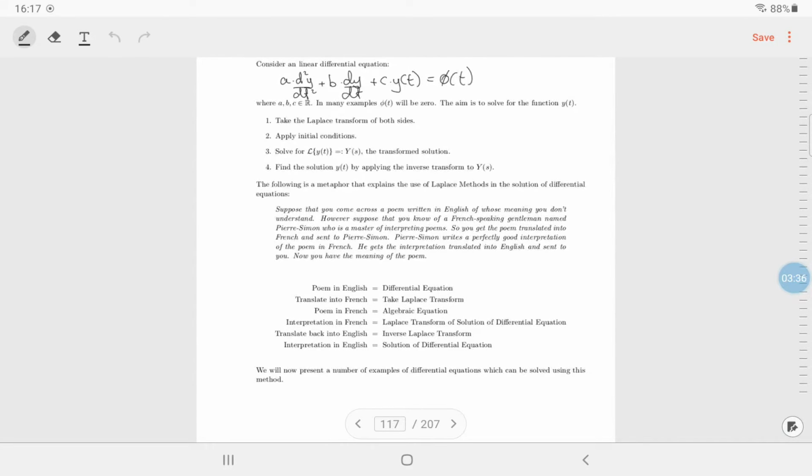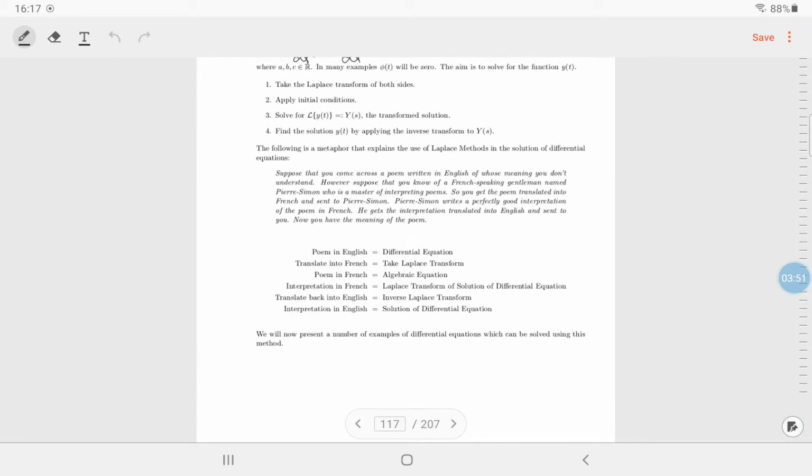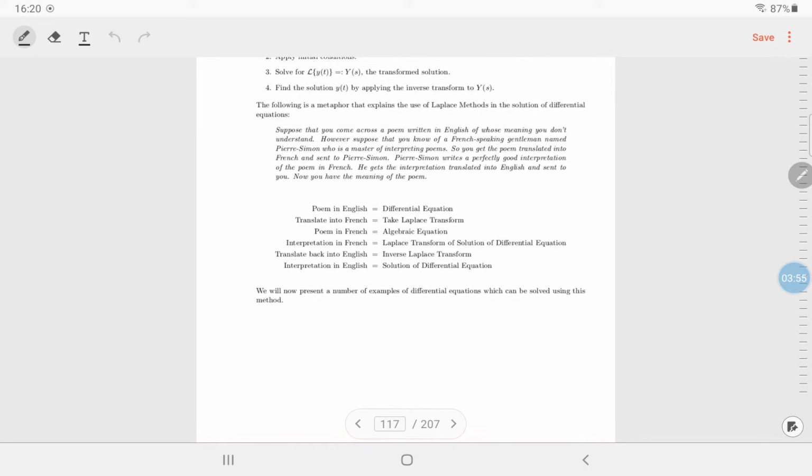Take the Laplace transform of both sides of the differential equation, apply the initial conditions, solve for the Laplace transform of the solution, and then find the solution by applying the inverse transform. Now by far the inverse transform, step 4, is the hardest bit. But you'll want to do the first 3 steps. So we'll draw a picture of this down below, one that we would have drawn earlier on, just to jog your memory.